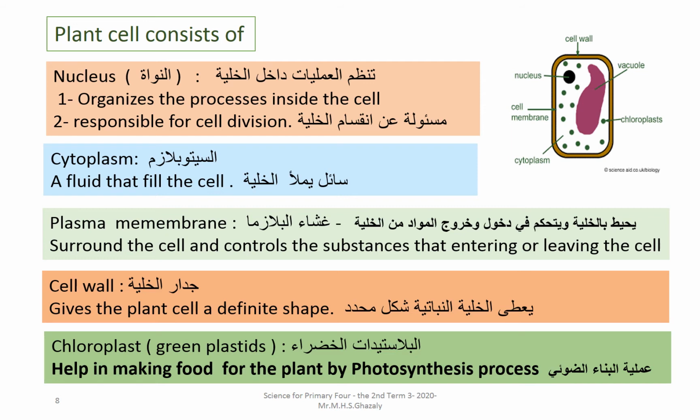Chloroplast or green plastids. البلاستيدات الخضراء help in making food for the plant by the photosynthesis process. عملية البناء الضوئي، أي أن البلاستيدات الخضراء تساعد النبات للقيام بعملية البناء الضوئي.